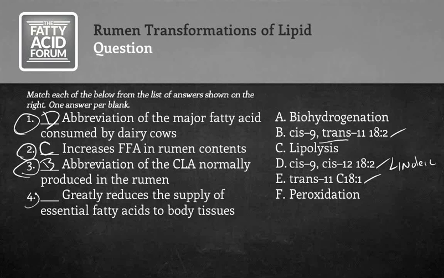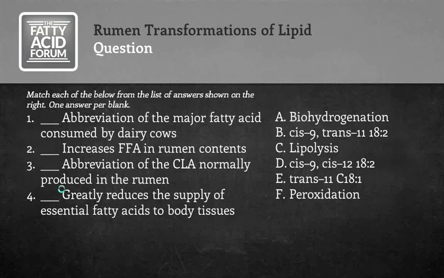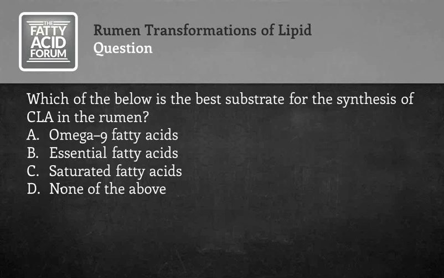And then the last one is, which one greatly reduces the supply of essential fatty acids to body tissues? And that answer was biohydrogenation, A. All right, one more. Of the below choices, which is the best substrate for CLAs, essential fatty acids or saturated? And the answer I would choose would be answer B. That includes linoleic acid and linolenic acids.